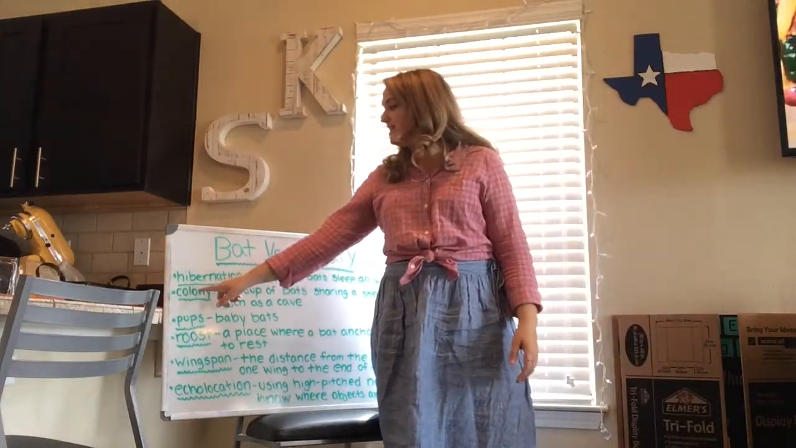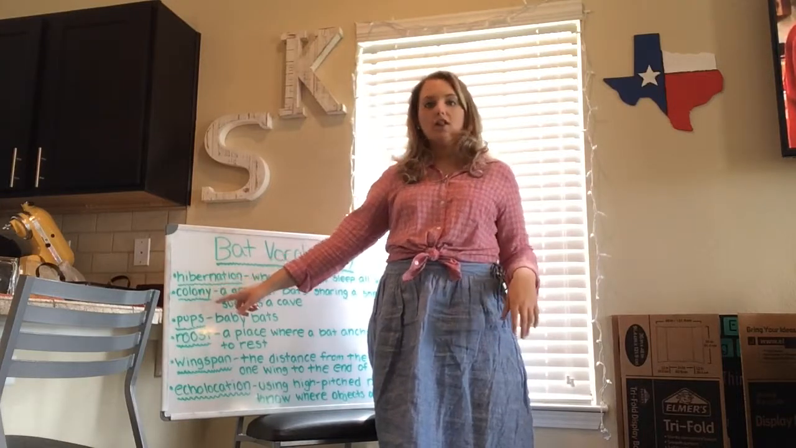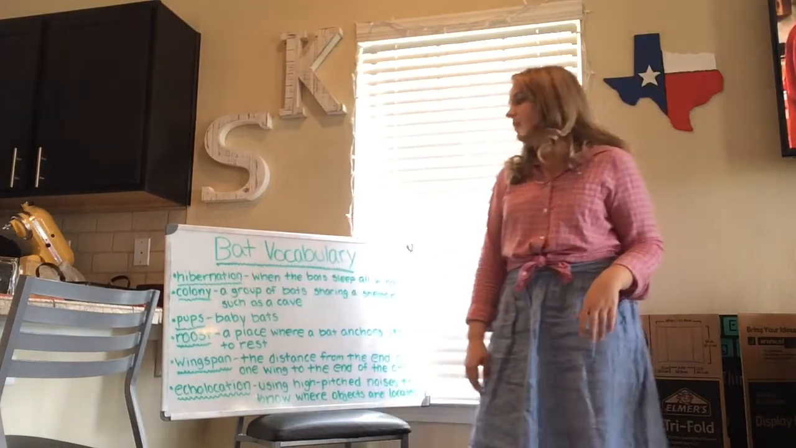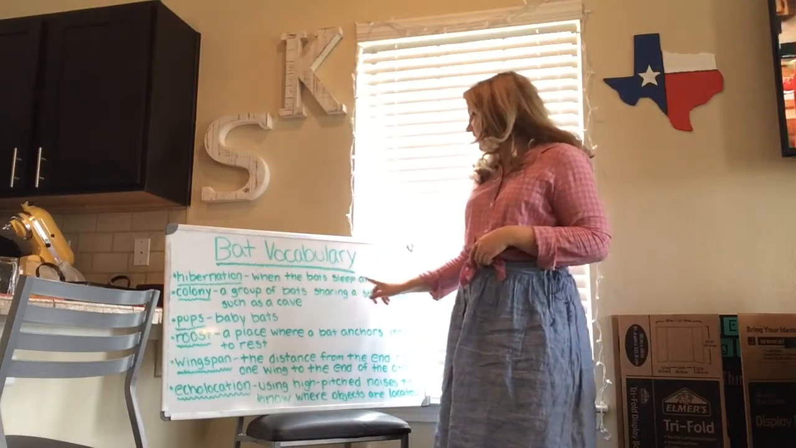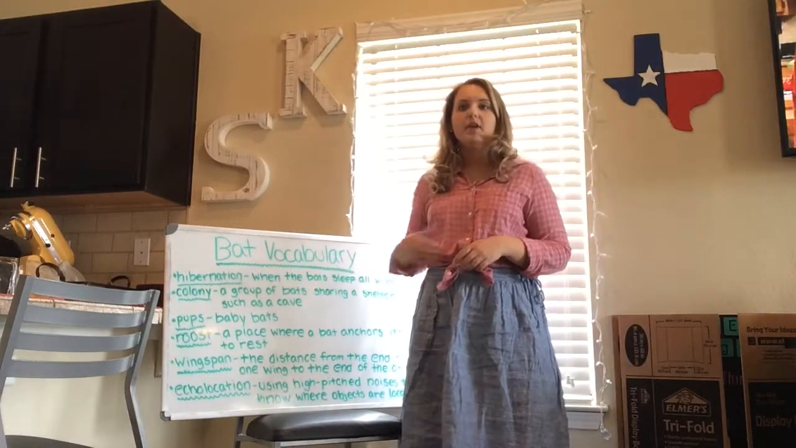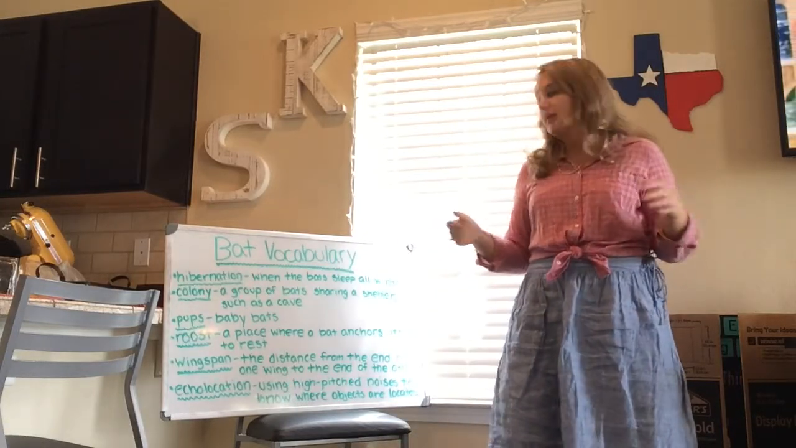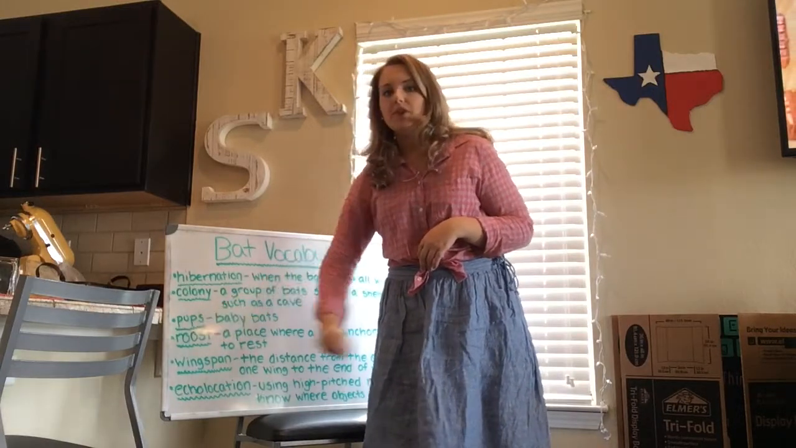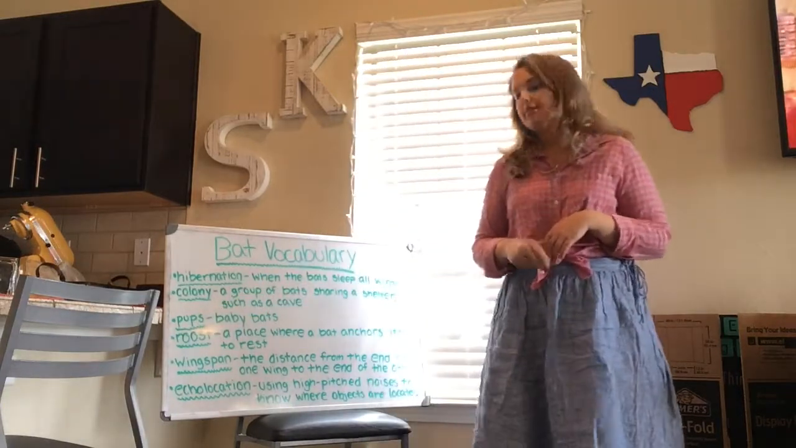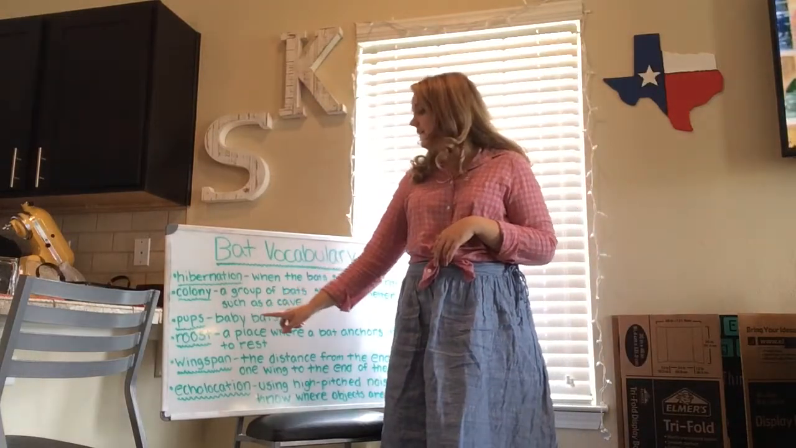Our next word is colony. I want everyone to try to say that with me. Colony. Very good. So a colony is a group of bats sharing a shelter such as a cave. So this would be the equivalent to your house with your family in it. Our next word is pups. Everyone try to say that. Pups. Very good. So pups are baby bats.